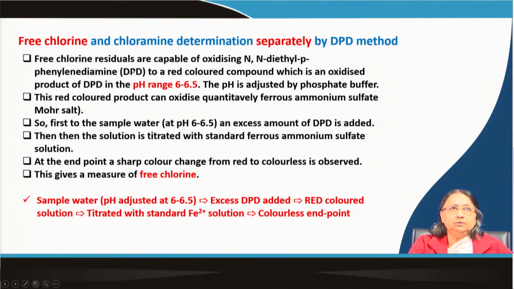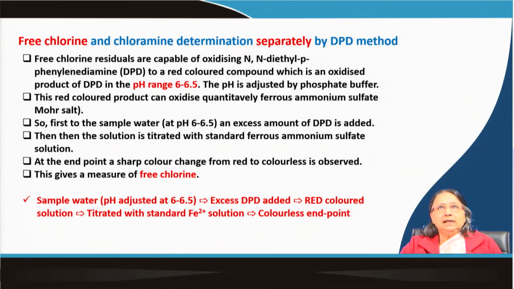Free chlorine residuals are capable of oxidizing N,N-diethyl-p-phenylenediamine, abbreviated as DPD, to a red colored compound, which is an oxidized product of DPD. Chlorine, you know, is an oxidizing agent. So, DPD is a reagent which can be oxidized by chlorine to give a red color.